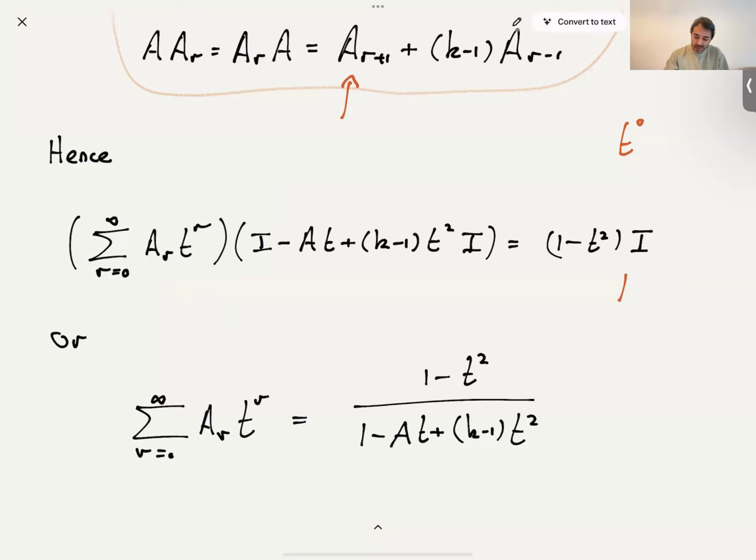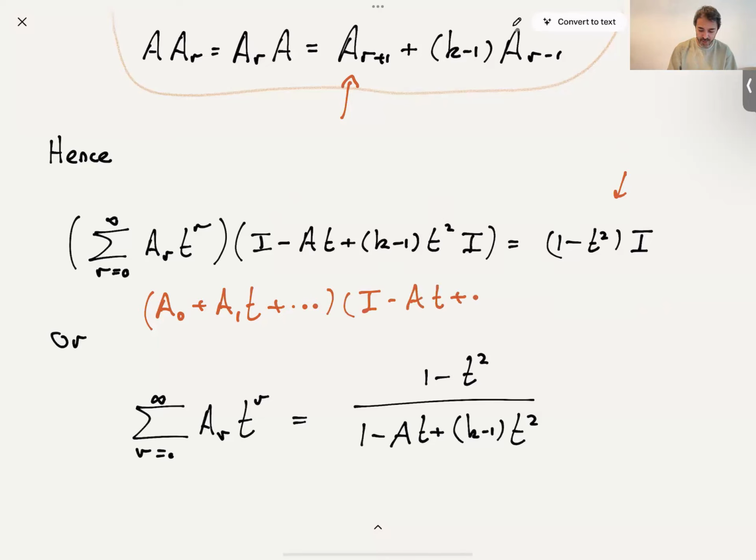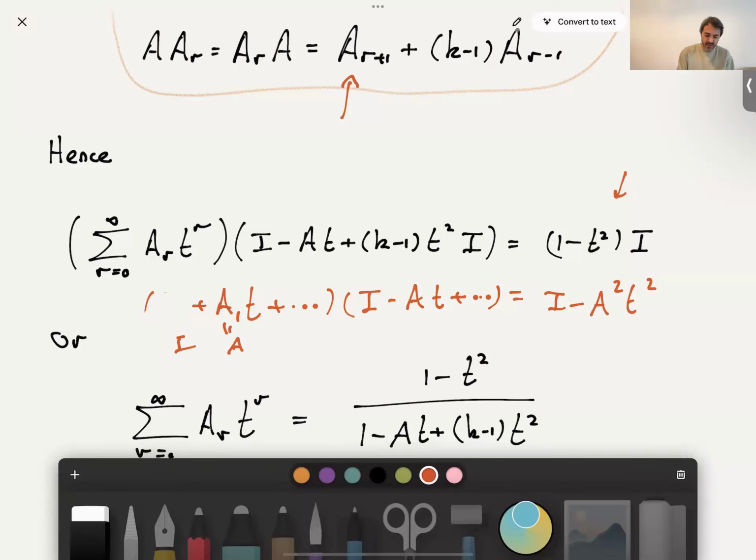Now the coefficient of t, here on the right-hand side, it's 0. You have no t's here. And on the left-hand side, well, you do have t's, but they cancel out because you have A0 plus A1t plus stuff we don't care about, because I'm caring about the t coefficient. And then here you have I minus At plus things I don't care about. One thing, it's the t squared coefficient. And if you look at it for a second, this is I, and this is A. So you have I minus At times I plus At, which is I minus A squared, t squared, no t's. So this is I minus A squared, t squared. Potentially there are other t contributions, but there are no t contributions anymore. So indeed, the coefficient of t on both sides is equal to 0.